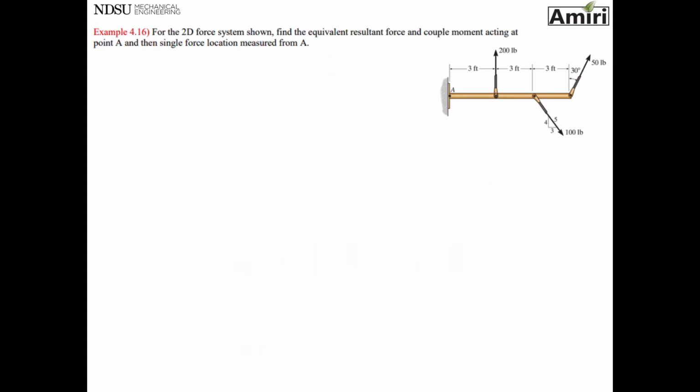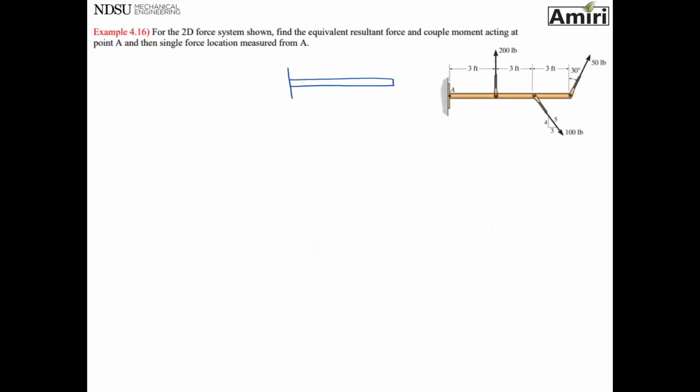So for the 2D force system shown, find the equivalent resultant force and couple moment acting at point A, and then a single force location measured from A. All right. So what the problem is asking is to replace these three forces by one force at point A. And since we are moving the forces to point A, we are going to create some moment. What is that moment? And then later it asks us, hey, can you get rid of that moment? Just replace it by one single force, which requires to be at a certain location measured from point A.